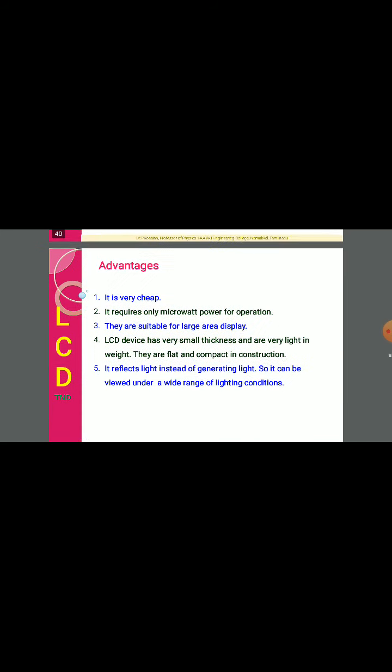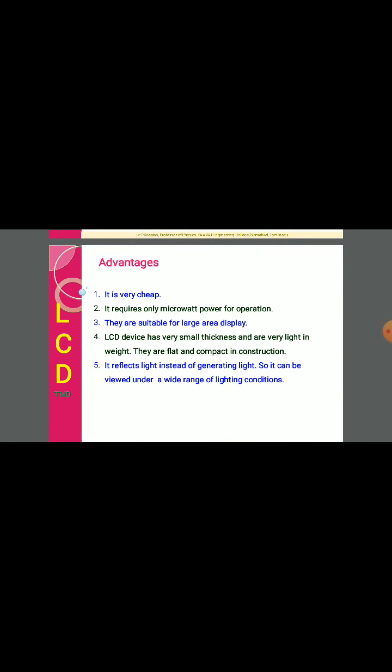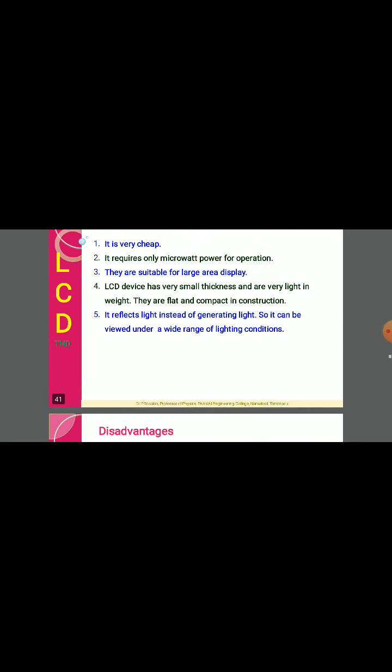As usual, there are some advantages. It is very cheap, it requires only low power for operation, and it is suited for large area displays. If you write four or five, that's enough.